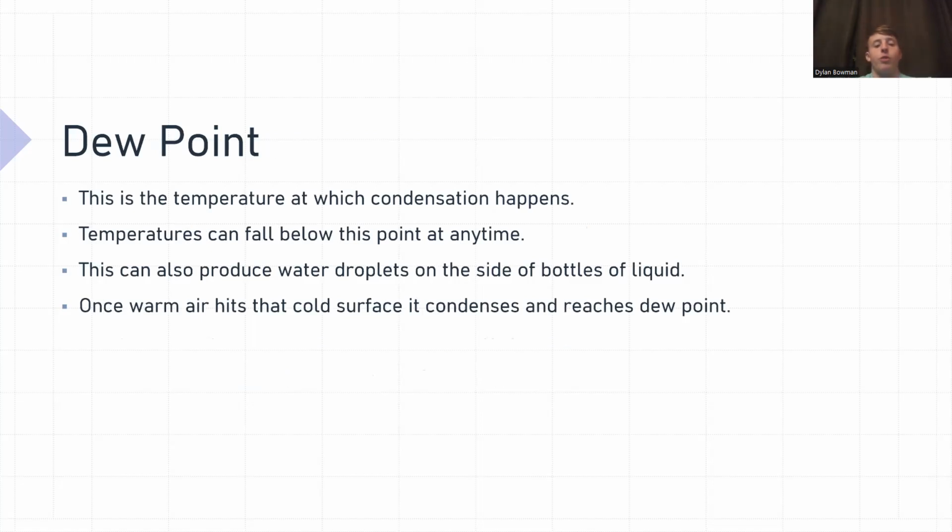Dew point is the temperature at which condensation starts to occur. The temperature can fall below this anytime, or it can also stay above it. This can also produce water droplets on the side of your bottle of liquid. Once warm air hits the cold surface, it condenses, and that's when it reaches its dew point.